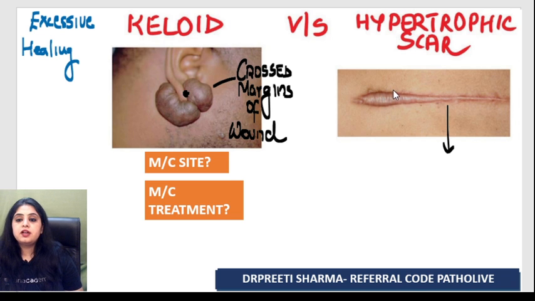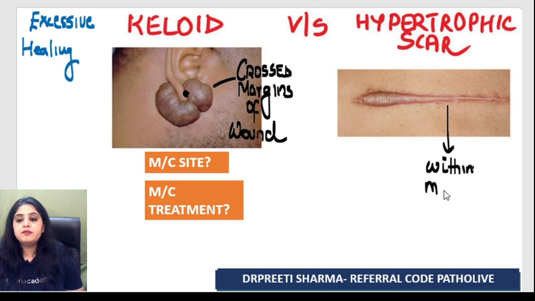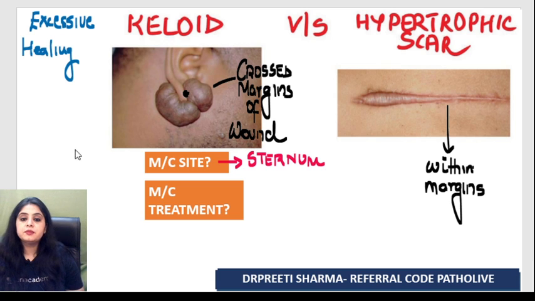Whereas in hypertrophic scar, if the surgeon had made an incision over here, the scar is within the margins. The scar is just growing too much, but within the same margins. It's not going left, right, front, back. It's growing along that line. So it's within the well-defined margins of the wound. Out of these, you get a question on keloid, most common site. I think everyone knows it's a very famous FMG exam question. Every year, one question on keloid is mandatory in the FMG exam. So the most common site of a keloid is sternum.